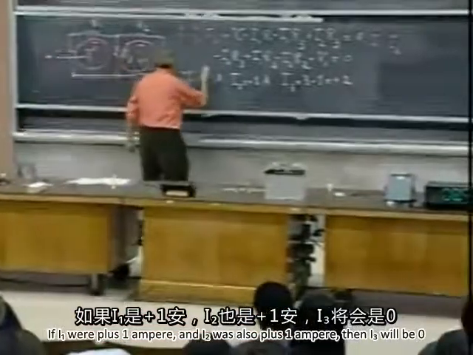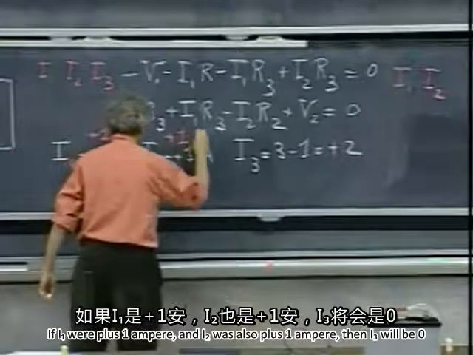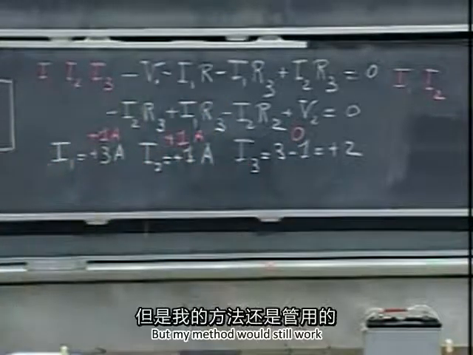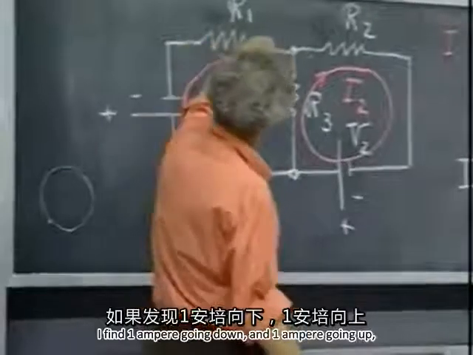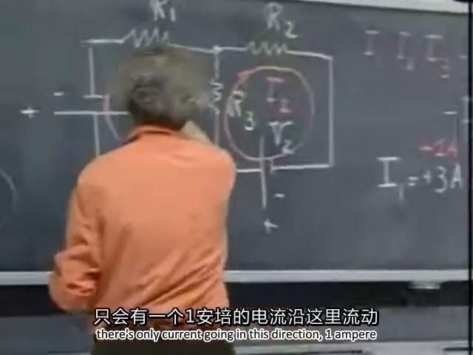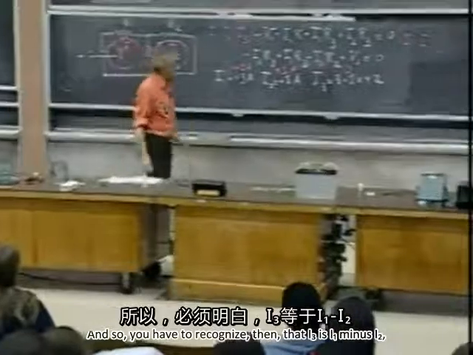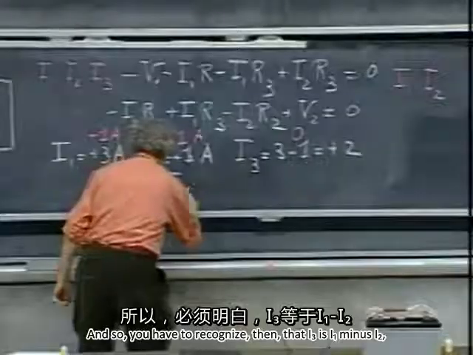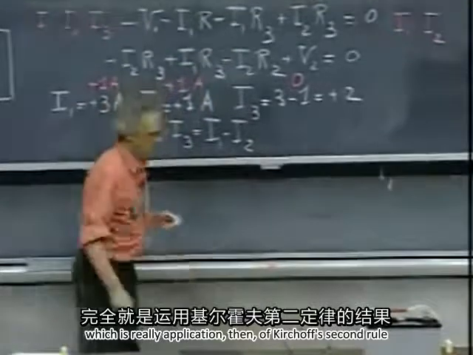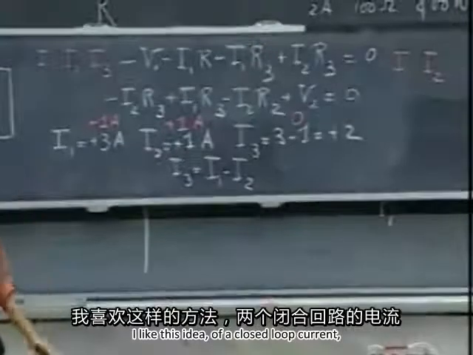If I1 were plus 1 ampere, and I2 was also plus 1 ampere, then I3 would be 0. No current would flow through I3, but my method would still work. I find 1 ampere going down and 1 ampere going up, so there's no current going through R3. There's only current going in this direction, 1 ampere. And so, you have to recognize then that I3 is I1 minus I2, which is really an application then of Kirchhoff's second rule.